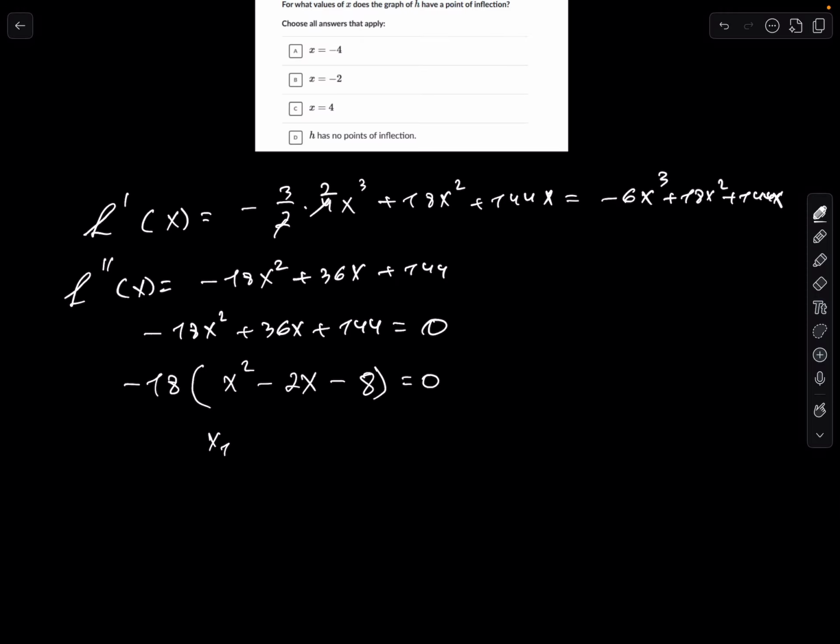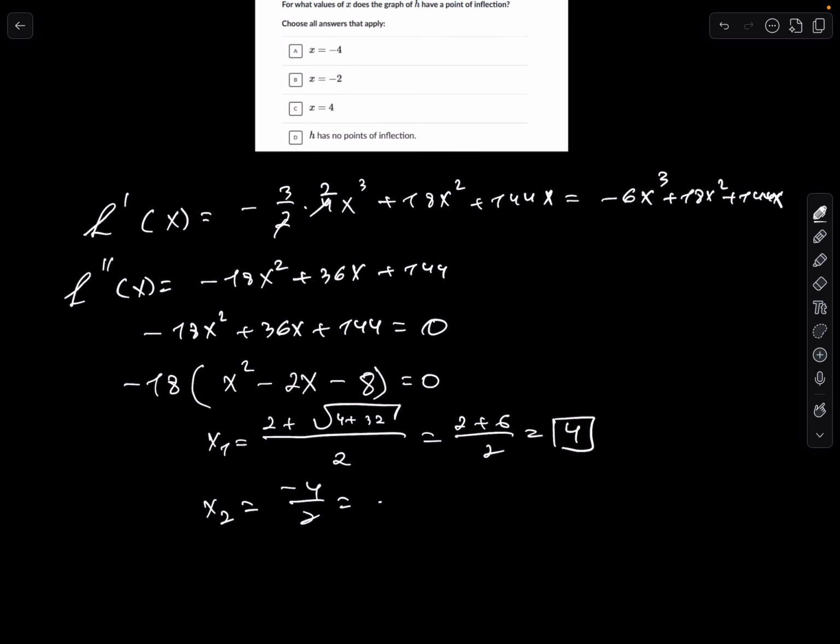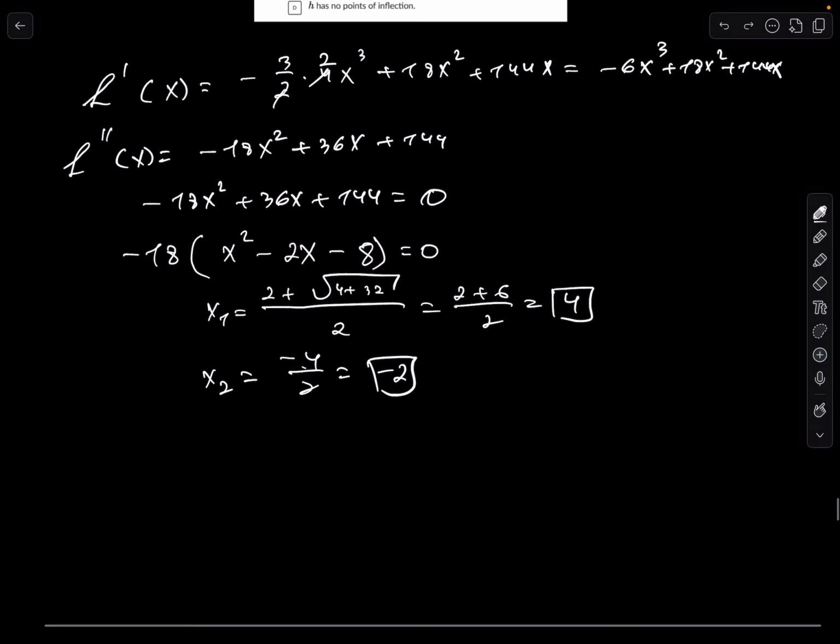Again, we can use the discriminant. 2 plus or minus the square root of 4 plus 32, divided by 2. We have 2 plus 6 divided by 2, which is equal to 4. And x2 is equal to negative 4 divided by 2, which is negative 2, I'm sorry. Well, we can just check it by plugging it in, but that's going to be too long. I really do trust my own arithmetic. Let's just move on to the next stage.